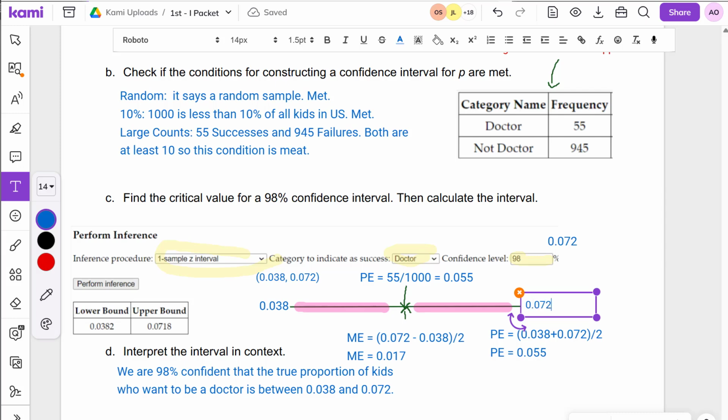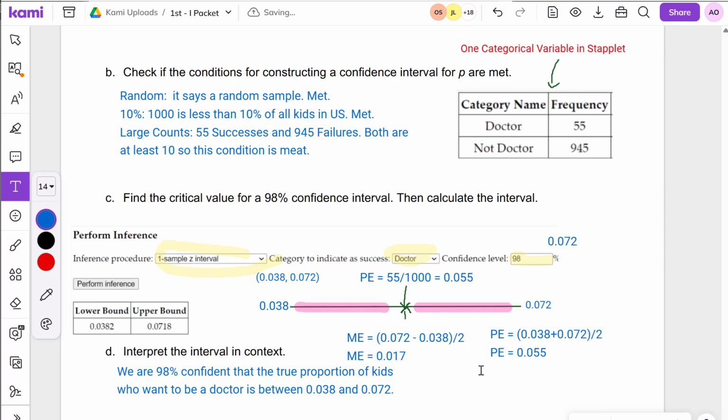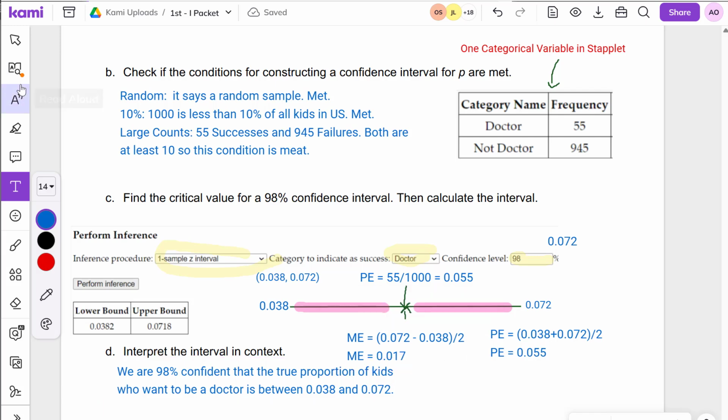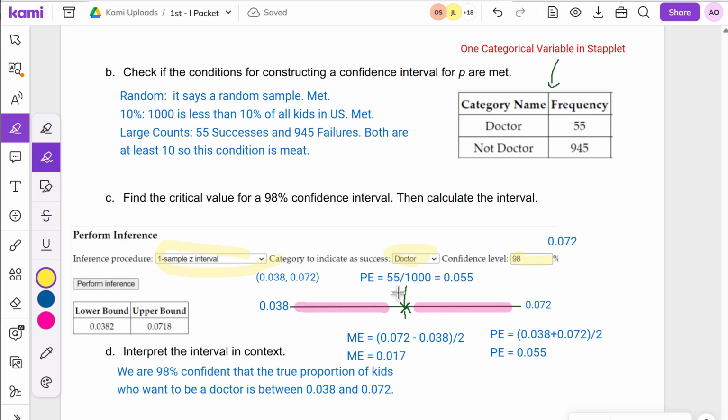There are different ways to handle the point estimate. You could average the two ends, or you could find the margin of error first, which is just basically take the total width, divide by 2, and you get 0.017, right? Let me switch to highlighter. And then basically, you could take the 0.038 plus 0.017 to find the point estimate, or you could just average the other two.